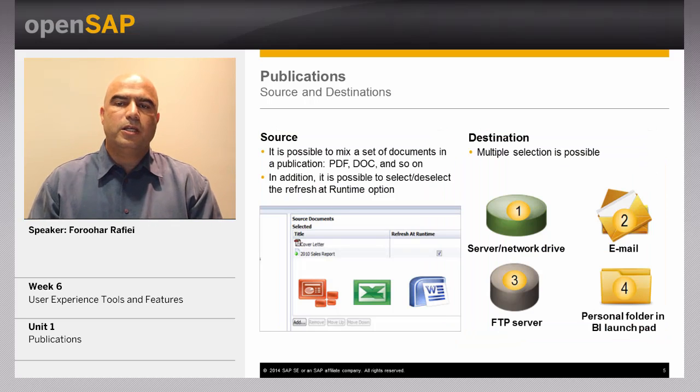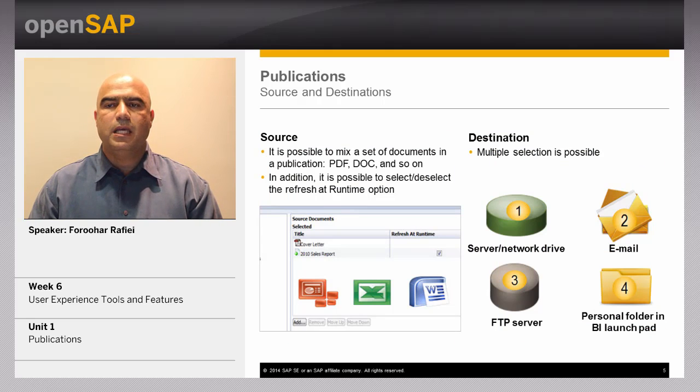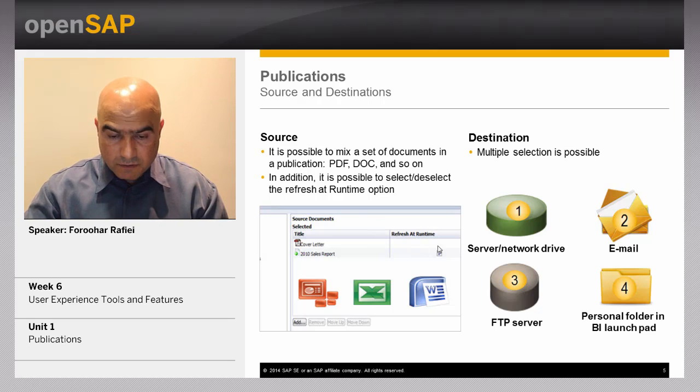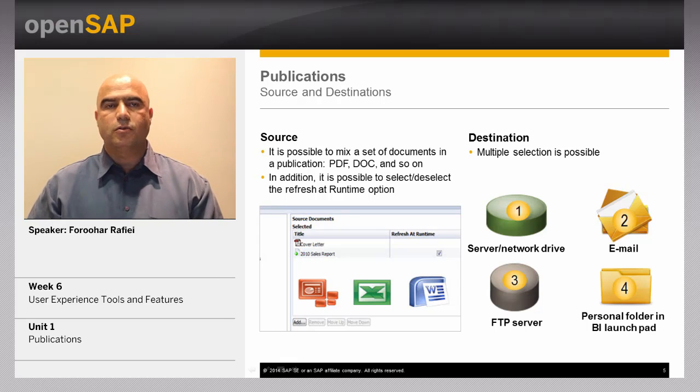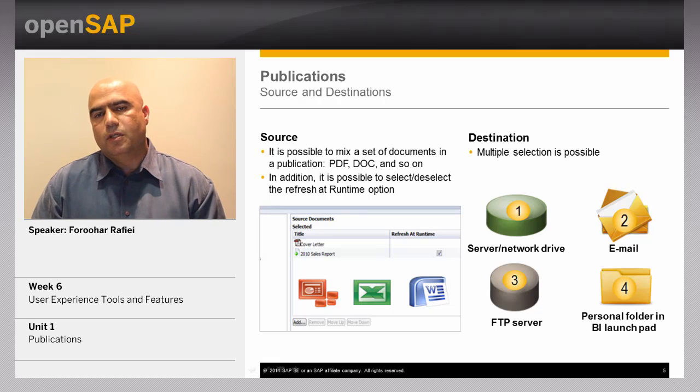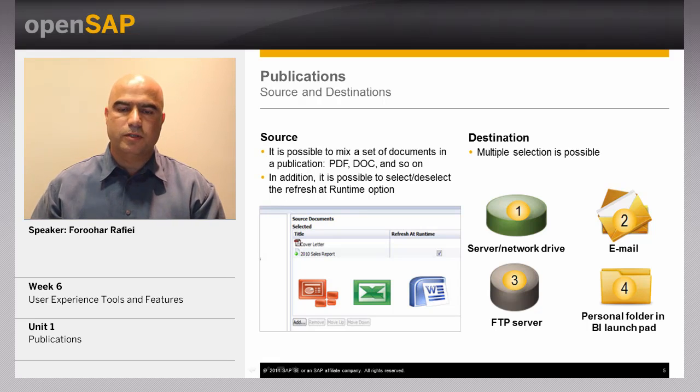For the source of publications, it is possible to mix a set of documents. For example, you can mix PDF, doc, Excel, other types in one publication and send it to the users. It's also possible to select and deselect the regeneration option. This checkbox that you can see says refresh at runtime. So you can choose to select it or not. So it's a choice that you have. And for destination, you have the option of selecting multiple of them. Email, FTP server, personal folders, etc.